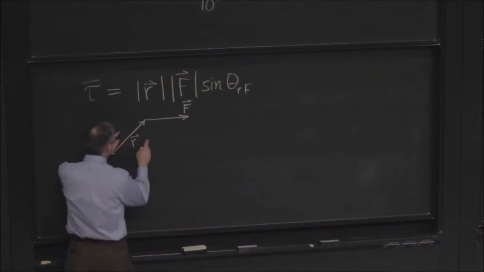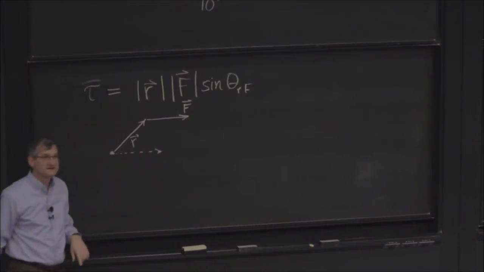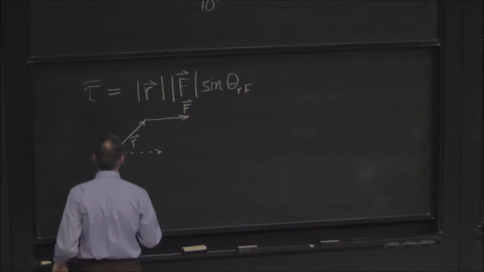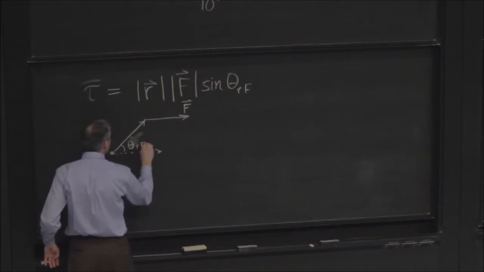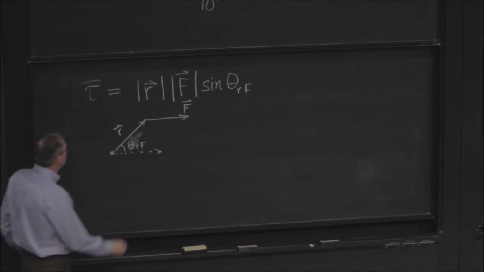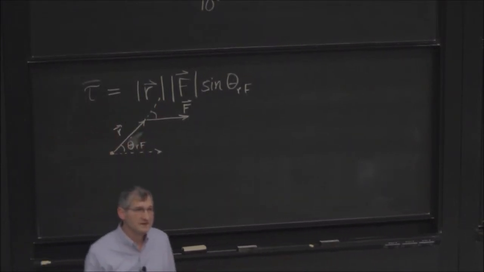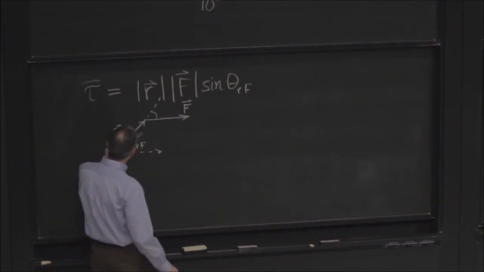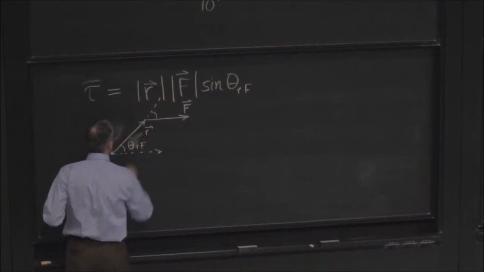Well, I can either translate F back so that the two tails have a common origin, and then define this as the angle between R and F. Or I could simply extend this and call that angle theta RF. No matter where I put this, it's going to be in the way. All right, let's try one more time. Up like that.